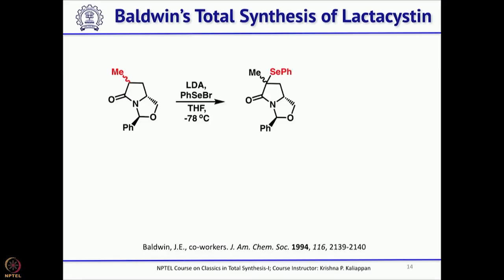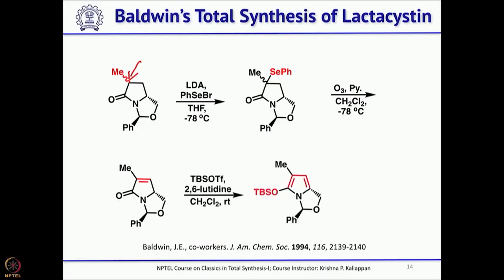Then you introduce a phenylselenide group here by treating with LDA and quenching with phenylselenium bromide. Then you oxidize the phenylselenide group to the selenoxide, followed by elimination to get that double bond. And as I mentioned, once you have the double bond, the next step is the dihydroxylation.